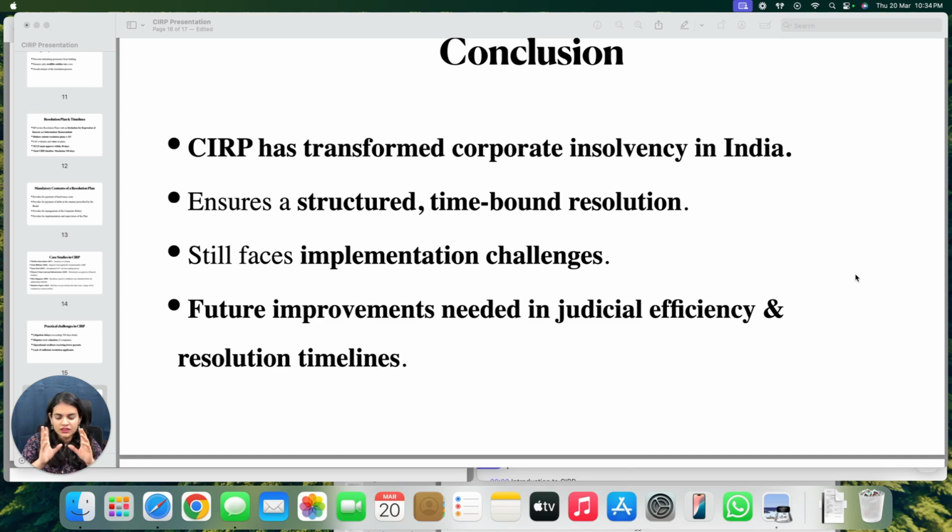So considering all of these, IBC has created a huge shift in the insolvency paradigm in India, but still requires a little change, a little fine tuning. And we will look into the liquidation aspect of the IBC, liquidation of corporate entities, in the subsequent lectures.